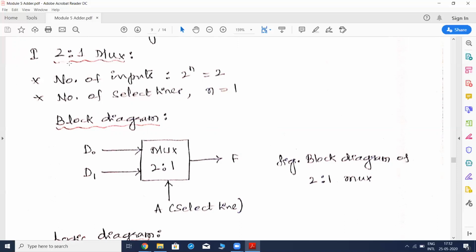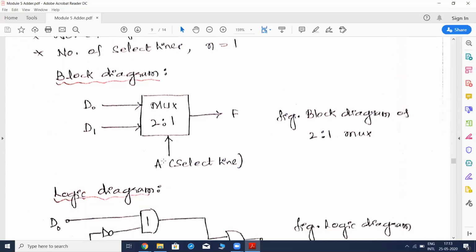Now in 2:1 mux, the number of inputs 2 to the power of n is equal to 2, so the number of select lines n is equal to 1. This is the block diagram of 2:1 mux. In this 2:1 mux, we have 2 inputs, D0 and D1. We have represented the multiplexer by a block like this. It will have select lines. How many select lines are available for 2:1? It is only 1, represented by A.